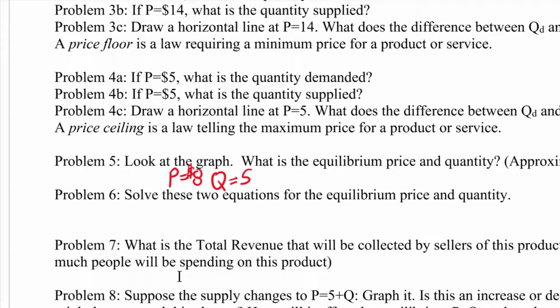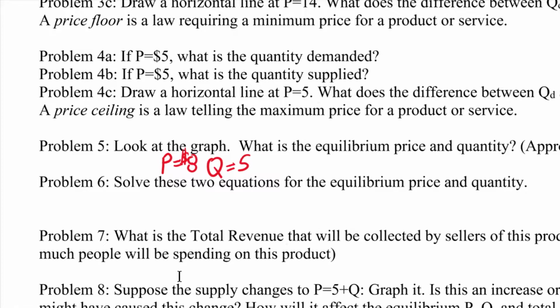Now let's verify that those really are the equilibrium price and quantity by solving these two equations simultaneously. Now in economics, this is a very easy thing to do, the way we set the problems up. We just take our supply equation and our demand equation. So we have P equals 18 minus 2Q. And we have also P equals 3 plus Q. That's our supply equation.